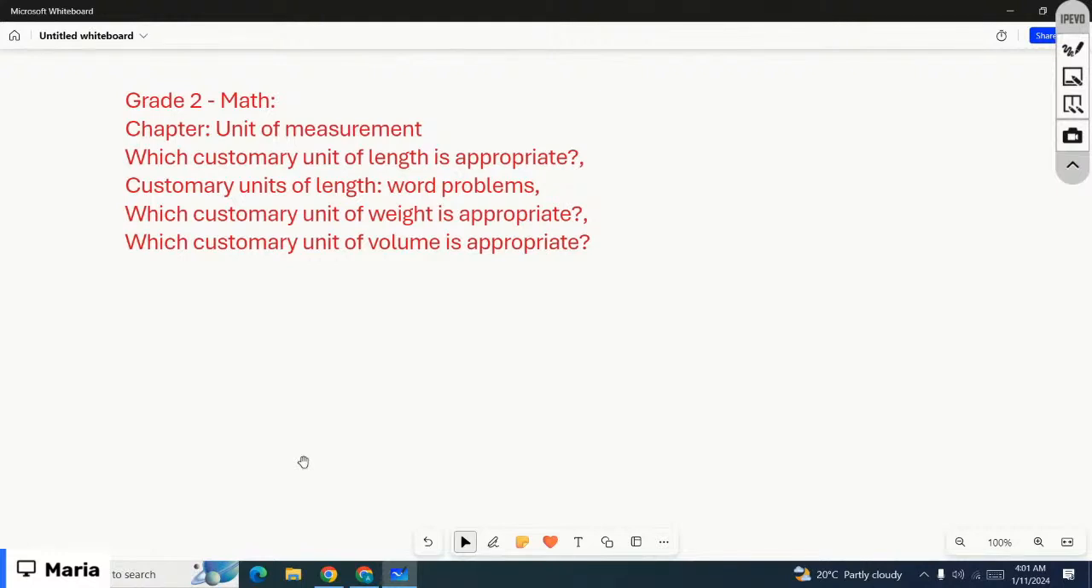We are here for grade 2 math. You can find all the lessons on aplusstudents.com. You have to log in there using your email address and the password provided by the administrator. Then select math from the subject tab, scroll down to grade 2, and click on view all lessons. There you can find a list of the chapters. We're going to start with the chapter unit of measurement.